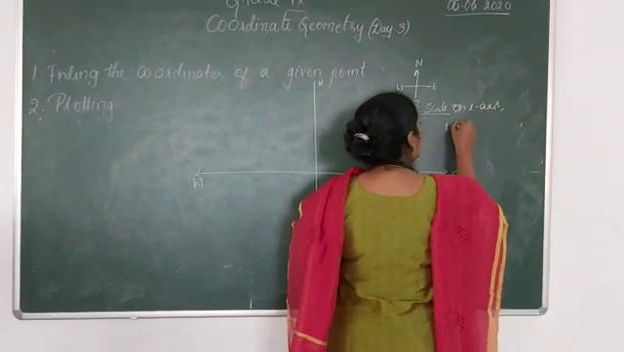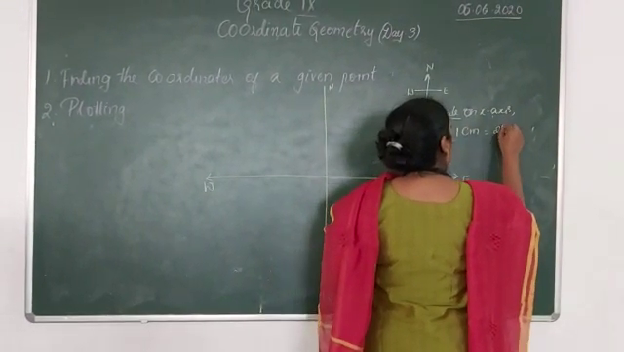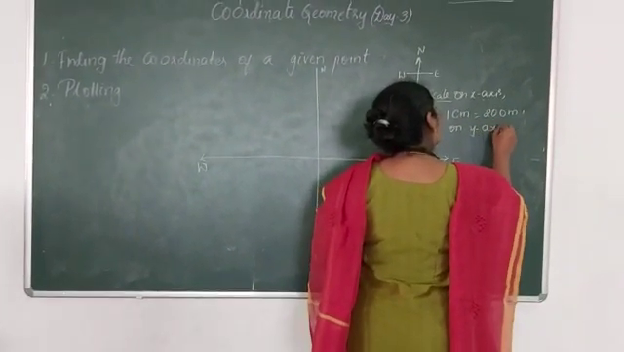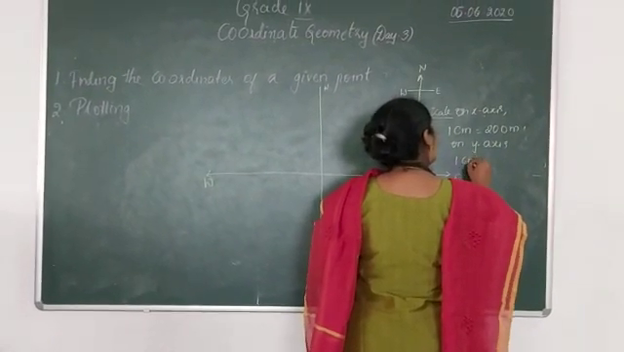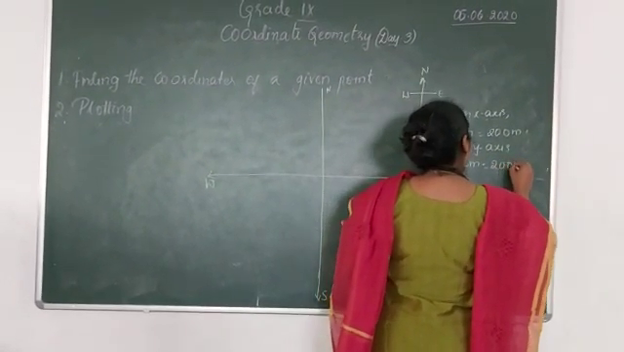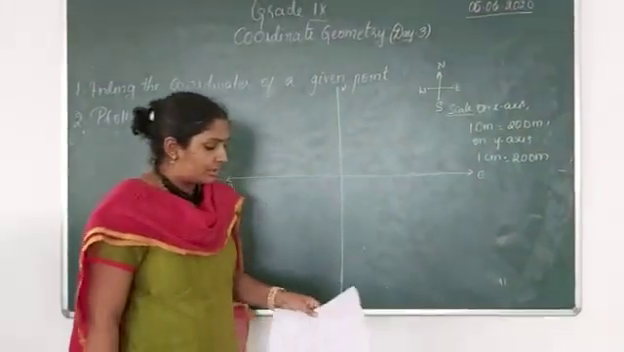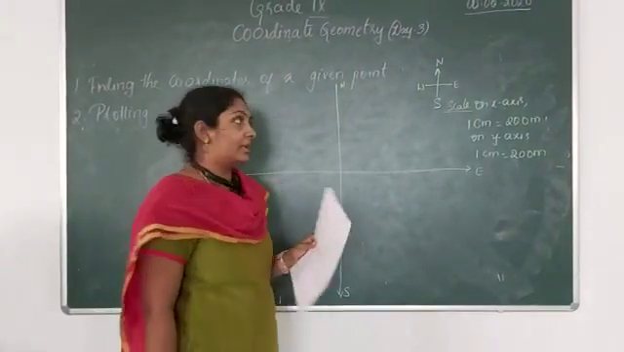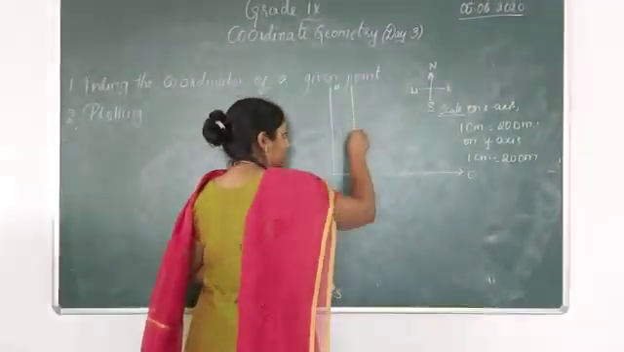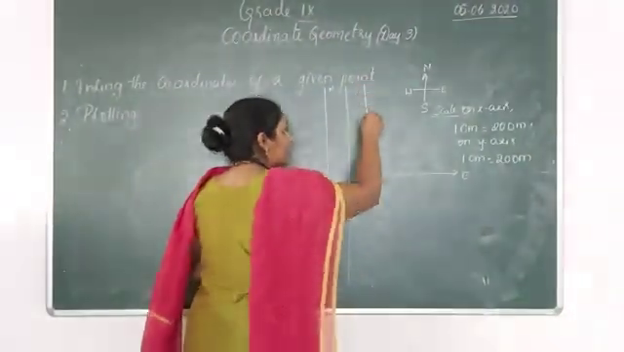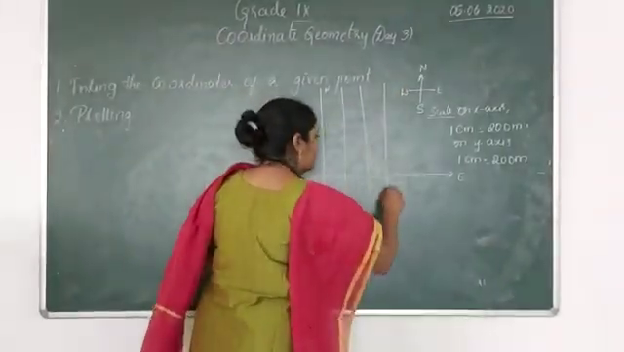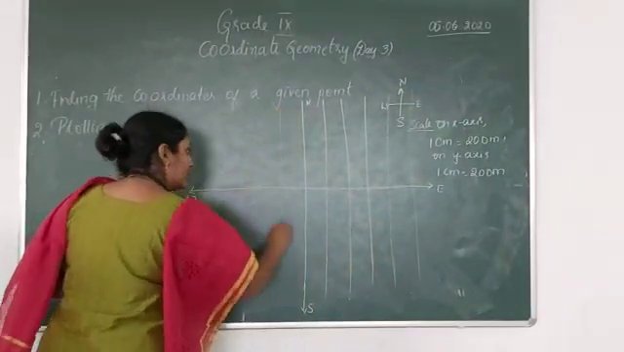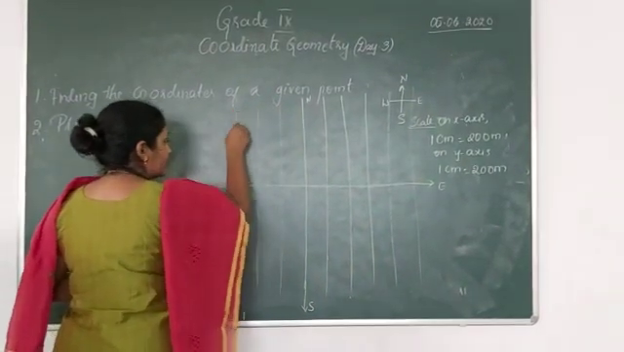1 centimeter is equal to 200 meters, and 1 centimeter is equal to 200 meters again. Right? So here there are about 5 streets in each direction. So there are 5 streets: 1, 2, 3, 4 and 5. Even on this side there are 5 streets.